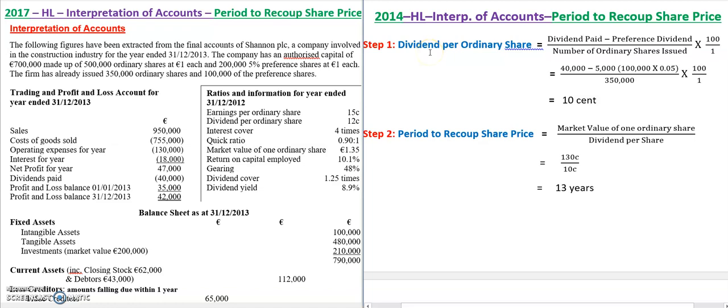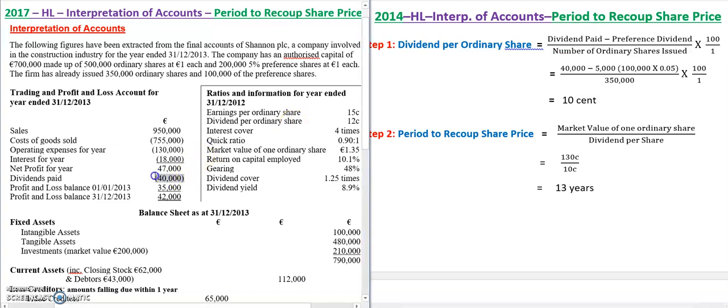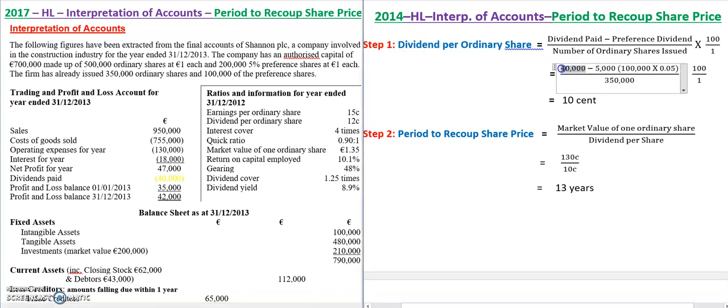Okay, so step number one, dividend per ordinary share. The formula is dividend paid minus preference dividend over the number of ordinary shares issued. So we'll have to get dividends paid first of all. We go back to our trading profit and loss, and you can see it here, 40,000 euro. So that's our dividend paid.